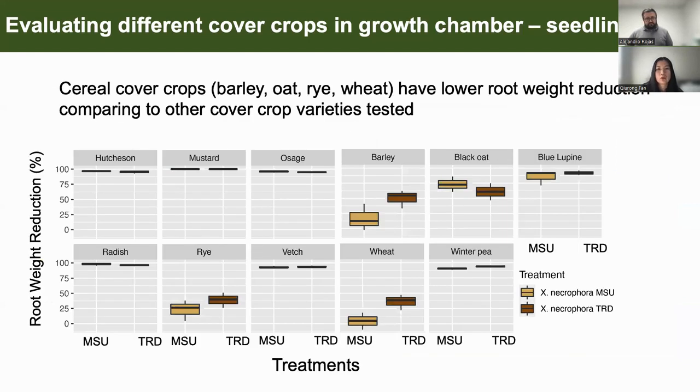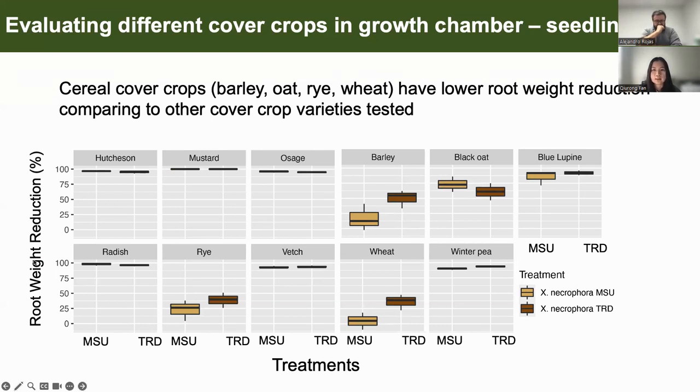From the growth chamber seedling cup assay, we have analyzed the plant and root data. Here we're presenting the data of root weight reduction when comparing the inoculated group with the non-inoculated control. In this graph, each panel represents a variety of the cover crop or soybean. The x-axis shows the treatments, either inoculated with the TRD isolate or the MSU isolate, and our y-axis is the percentage root weight reduction.